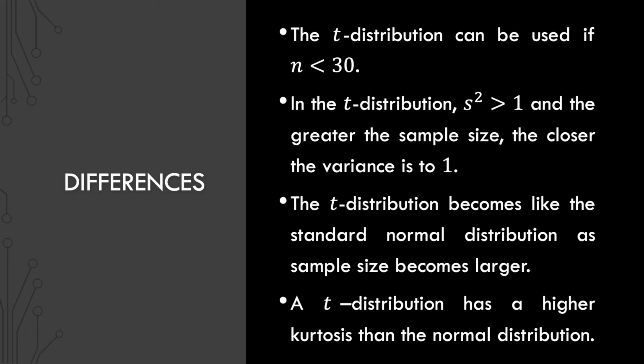Also, in the t distribution, the variance is greater than 1. And the greater the sample size, the closer the variance is to 1. The t distribution becomes similar to the standard normal distribution as sample size becomes larger. And the t distribution has a higher kurtosis than the normal distribution.